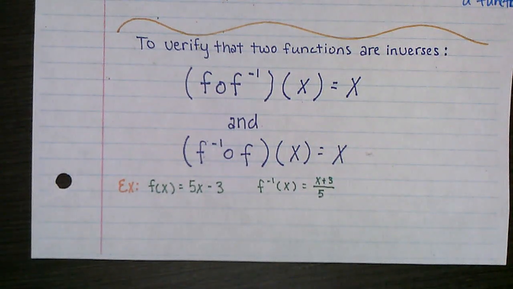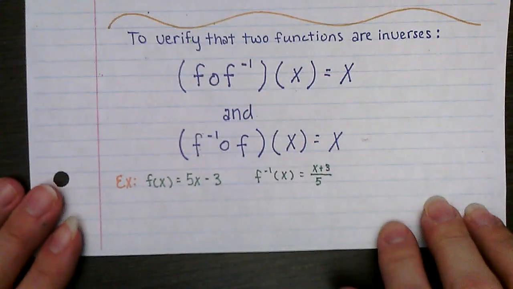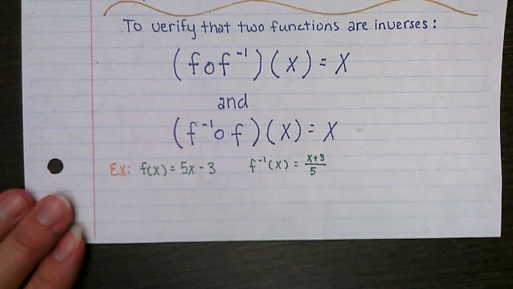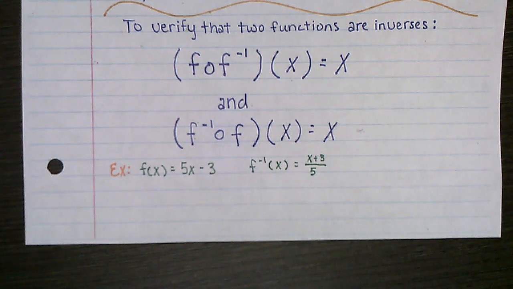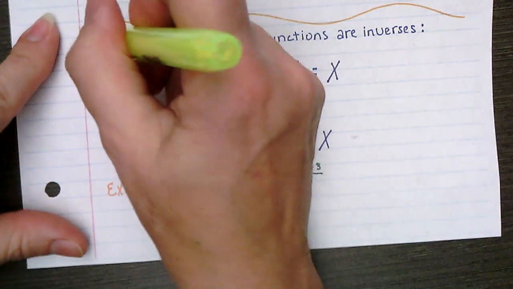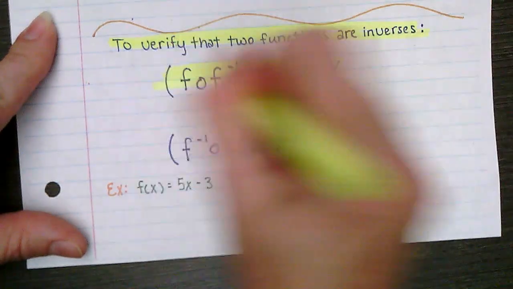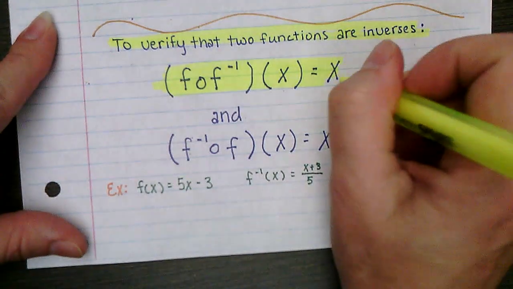Now there is a way for us to verify that two functions, if we have the equations for them, like this example, are inverses. So I think I'll highlight that. To verify that two functions are inverses, we're going to do the composition of functions.